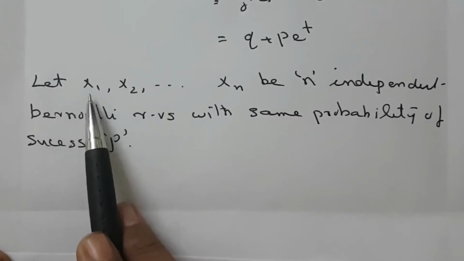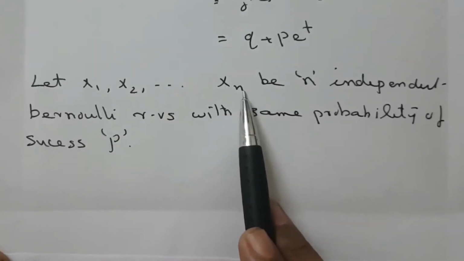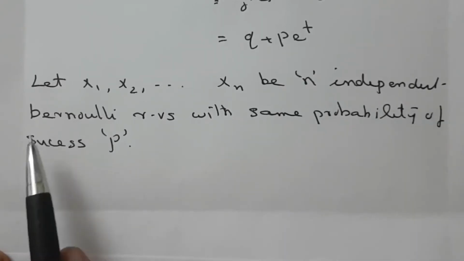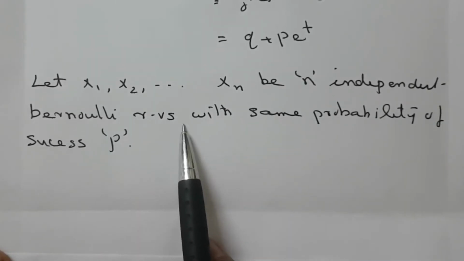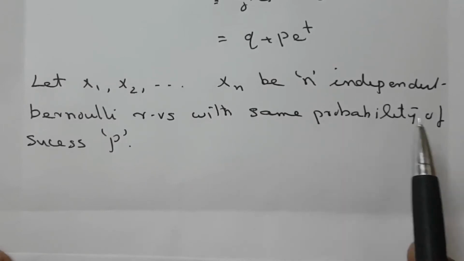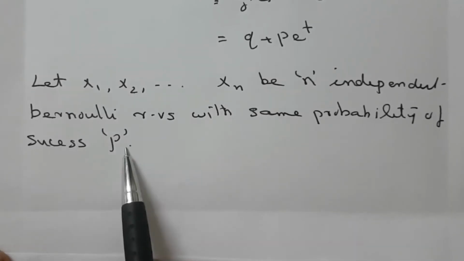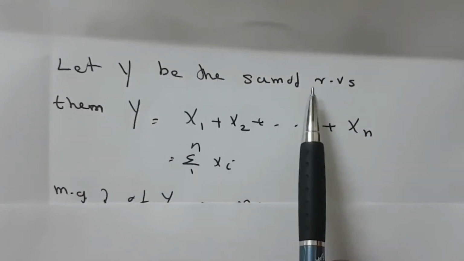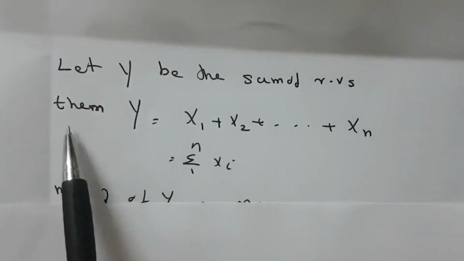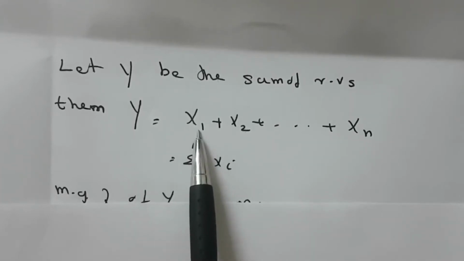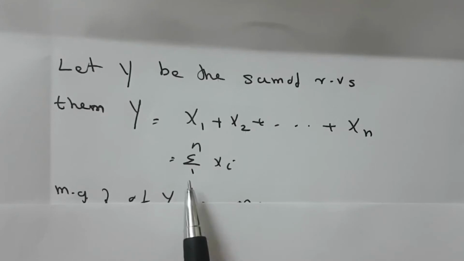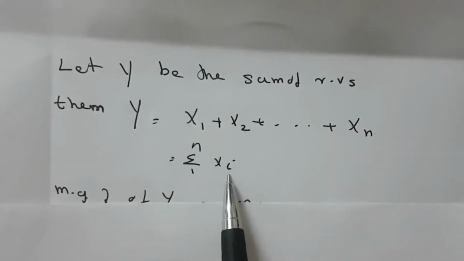Let x1, x2, etc. xn be n independent Bernoulli random variables with same probability of success p. Let y be the sum of random variables. Then y equal to x1 plus x2 plus etc. plus xn, that is summation from 1 to n xi.